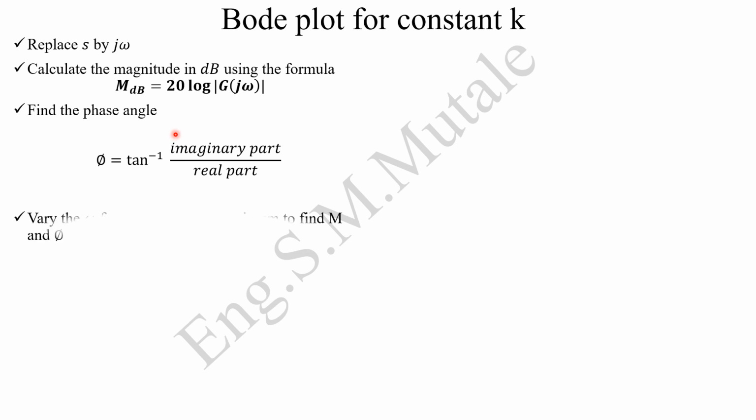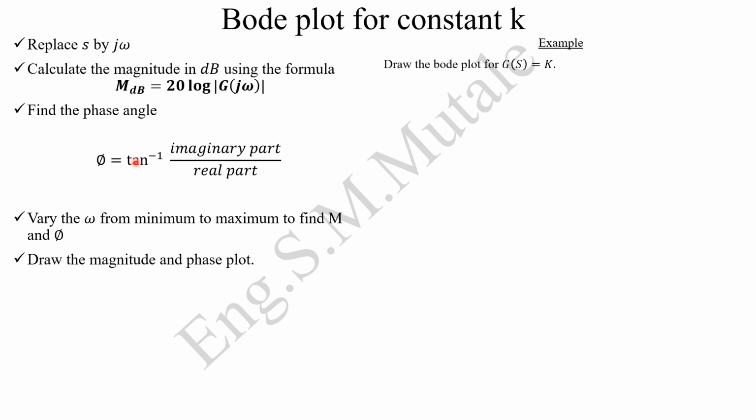Once you do that, you start varying the value of omega from maximum to minimum. Then you find M and phi, which are the things you had found there, and then you do your plotting. So let's look at an example.